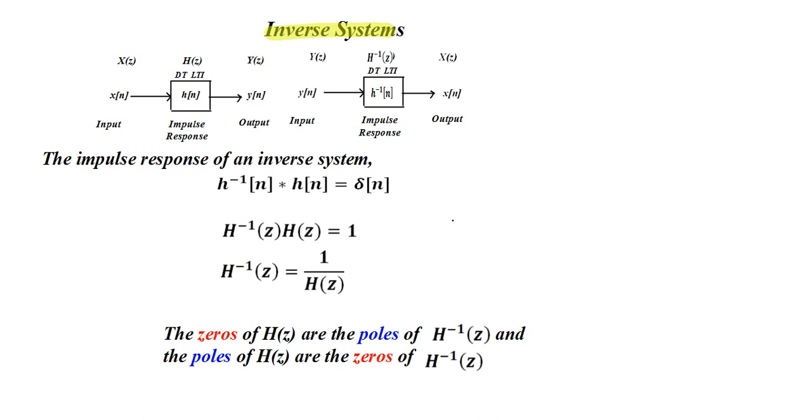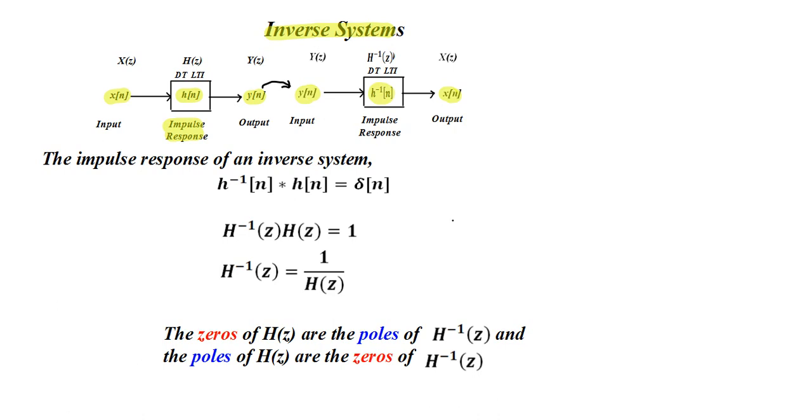For example, consider one system whose impulse response is h of n. The impulse response of the system is h of n, the input of the system is x of n, and the output is y of n. Now we will consider another system whose input is y of n. So the output of the first system will be the input of the second system, and the output of the second system is x of n. This means we can say that there is an inverse of the first system. The impulse response of the inverse system we will indicate as h inverse of n.